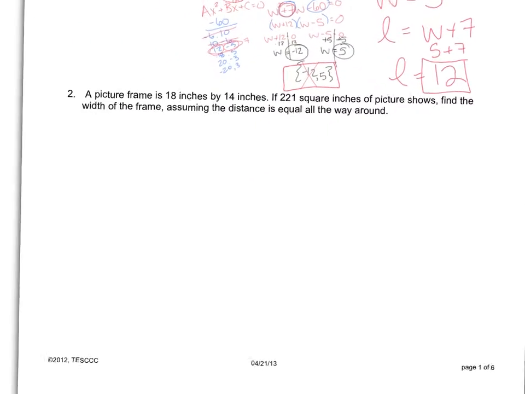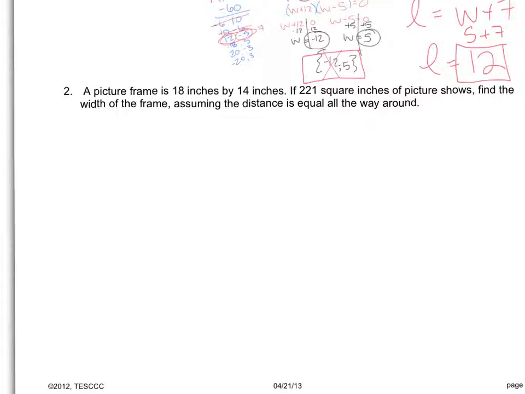Next one. A picture frame, which most picture frames I've seen are rectangles or squares. So it says the picture frame is 18 inches by 14 inches. So I'm just going ahead and drawing my picture. If 221 square inches of the picture shows, find the width of the frame assuming the distance is equal all the way around. So this time you have to think about when you have a picture frame, it actually has like two rectangles together.